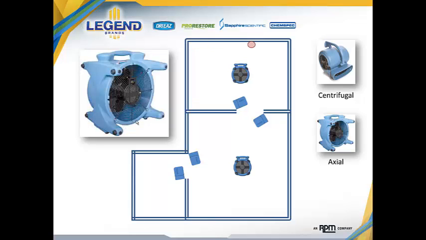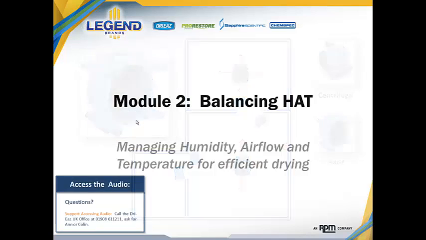So as a general summary on the air movement side, air movement is the most impactful component of our drying equipment for ensuring that we're going to get a rapid drying rate. As a consequence of appropriately installed air movement, we then need to consider in Module 2 how to balance humidity and temperature control with that air movement.